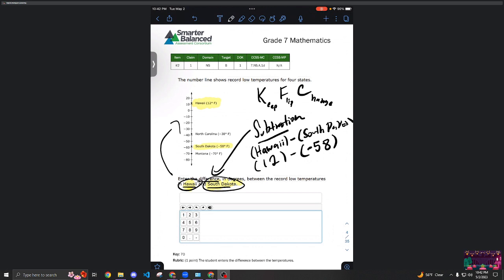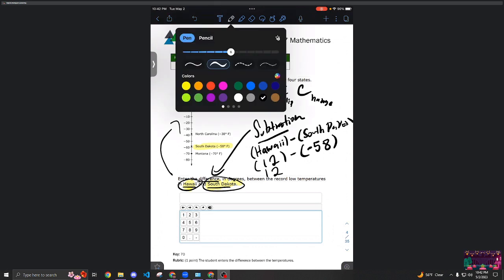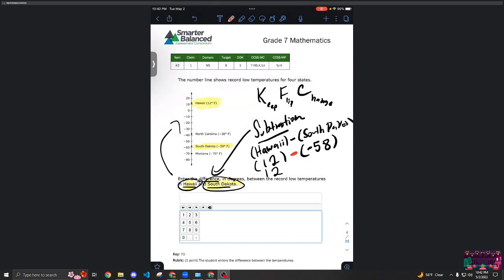So this is how it works. Keep the first number the same. Go ahead and turn that negative. So here, let me make note of it. These are negatives. Let's go ahead and change that. So we kept it. Let's go ahead and flip the minus into a plus, and let's go ahead and change the negative 58 into a positive 58. You got this.